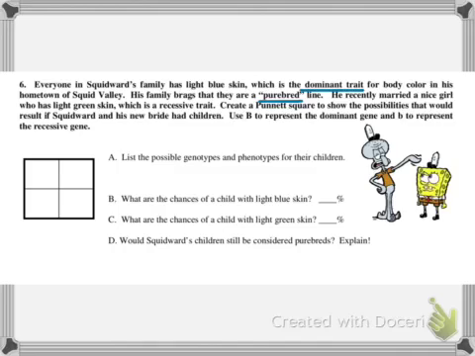So if he is blue and they're a purebred line, that would mean that he has two capital, and we're going to use B's, two capital B's. And if she has light green skin, that's recessive, she will have two lowercase b's. So our cross will look something like this.